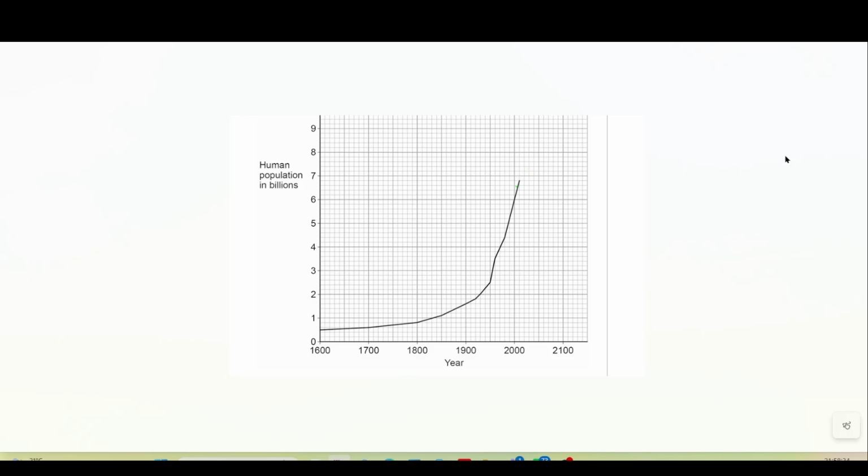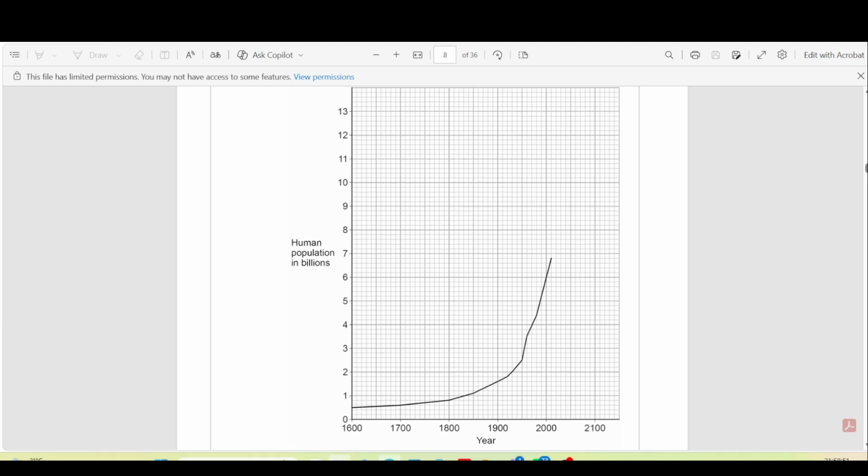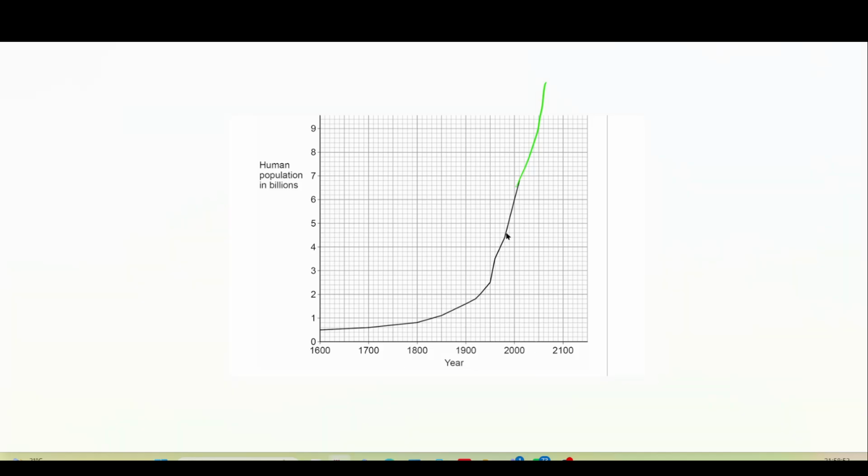Do I use a ruler or freehand? No, freehand. Using a ruler, how would you do it? It's exponential, right? Curved. Just use your hand. And if you have to do 2050, just in the middle. So, 2050, I got 10 billion. Yeah, okay, write it down. 10 billion.